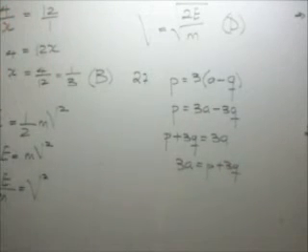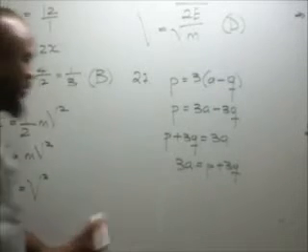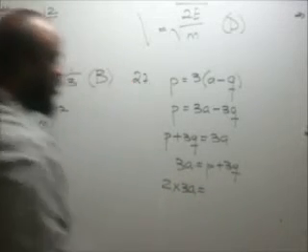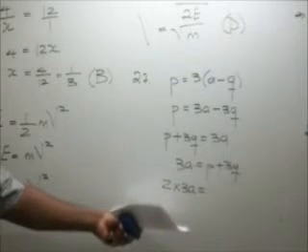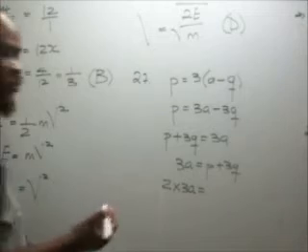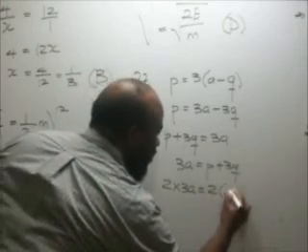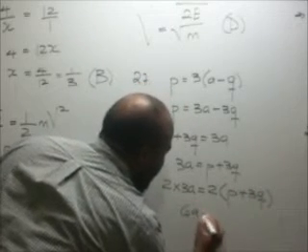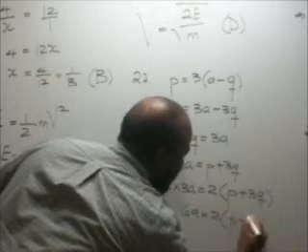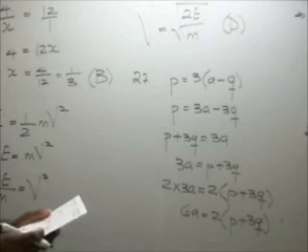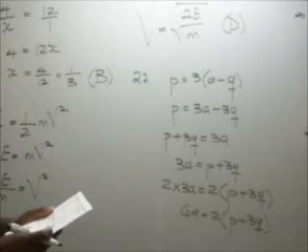But the question asks us for 6A. So what should I do to 3A to make it 6A? Simply multiply it by 2. So we have 2 multiplied by 3A. But for an equation, if you multiply one side by 2, you need to also multiply the other side by 2 in order for the equation to remain balanced. So we have 2 into P plus 3Q, so 6A will be equal to 2 into P plus 3Q. The answer there is A.